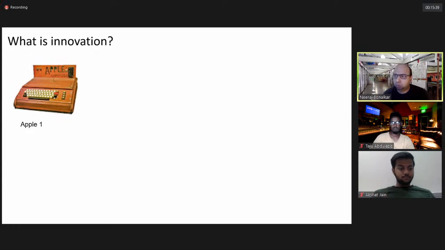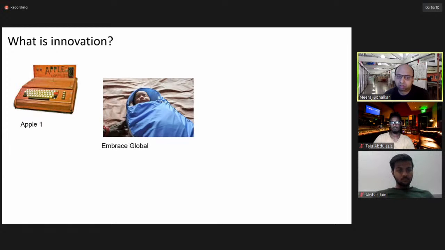So when I think about innovation for myself, I first think about breakthrough products. This was the first Apple computer that was launched in 1976. And it was really innovative because it enabled people to do things they could not even think was possible. So it really created a whole new industry in itself. So innovation is not just something that's incremental in nature, but it actually creates new paradigms in the market.